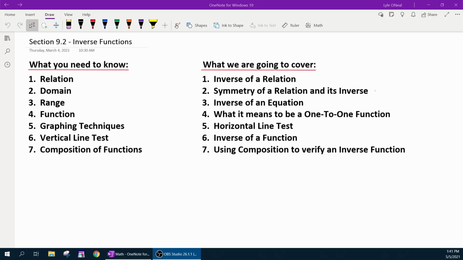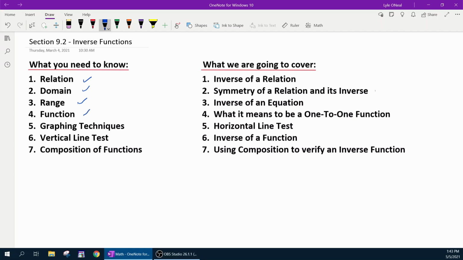So you're going to need to recall some of the concepts that we've covered previously. I've made a list here of what you need to know before you can fully grasp this section. I'm going to go through the list and give a brief description of each one of these terms. First of all, a relation. Remember, a relation is simply a set of ordered pairs. The domain and the range: basically the domain are the x's and the range are the y's. Or you could say the domain are the inputs and the range are the outputs.